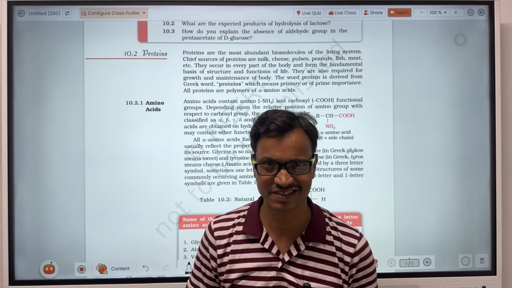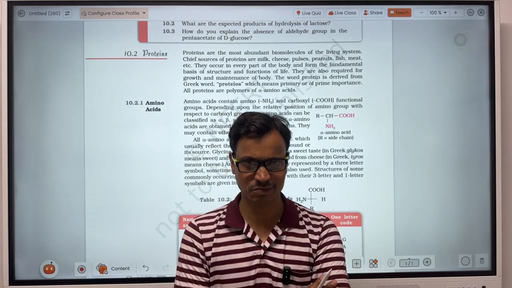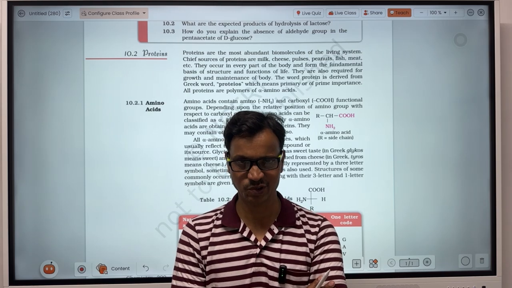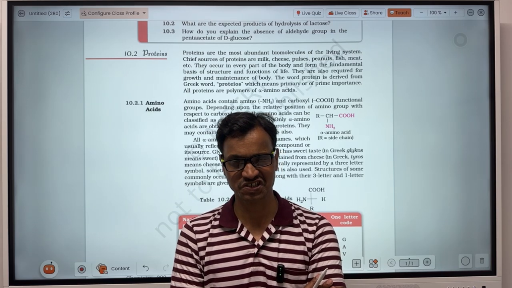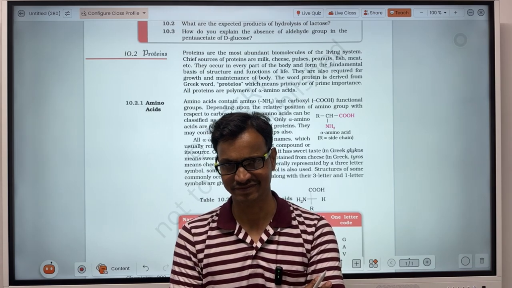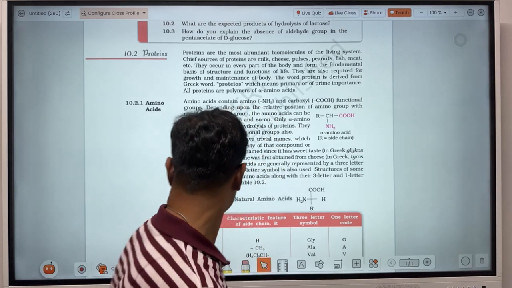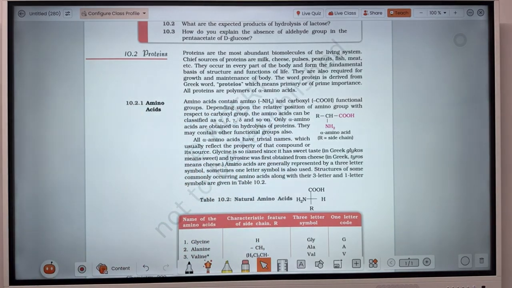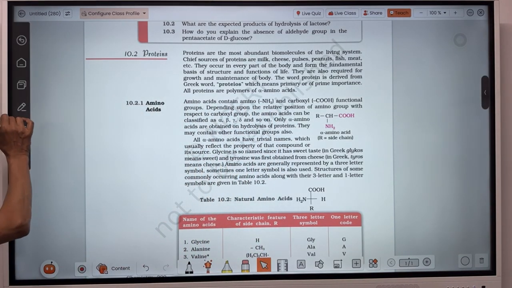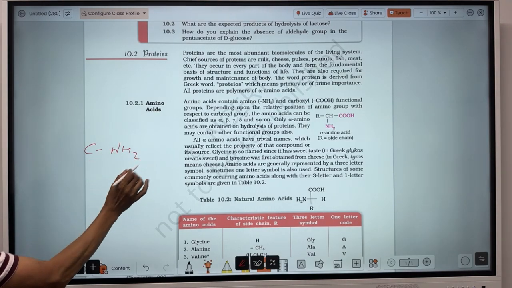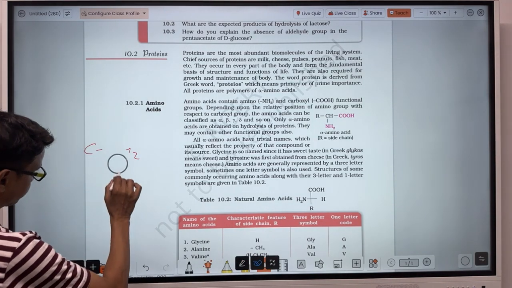Firstly, what are amino acids? Amino acids are molecules in which the amino group and the carboxylic acid group are both bonded to the same carbon atom. That is called an amino acid. So what is the structure? There will be a carbon atom with an amino group, that is the NH2 group.